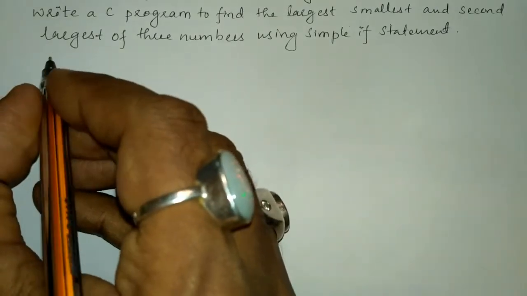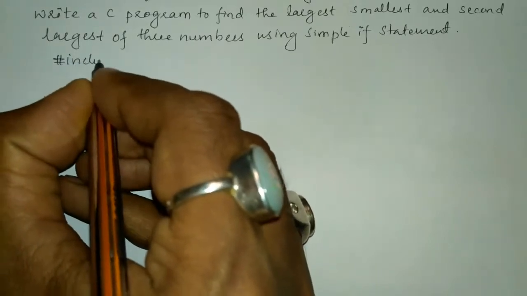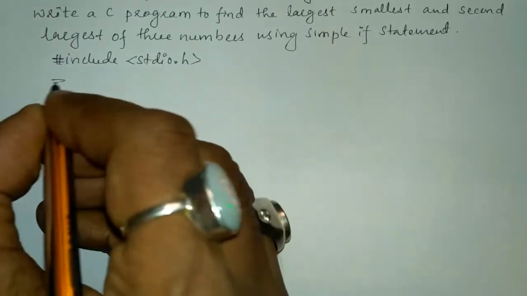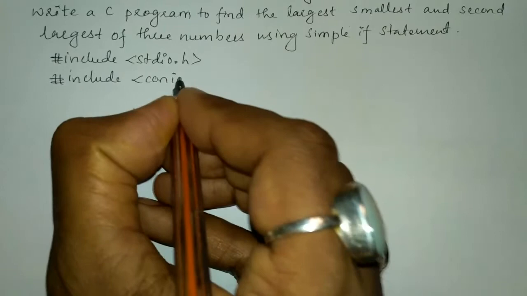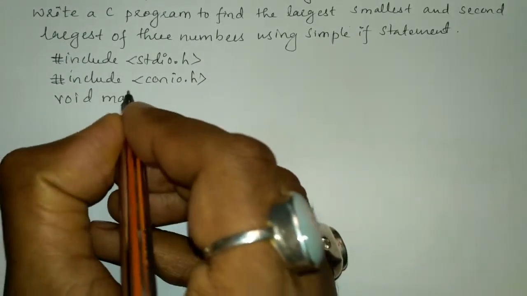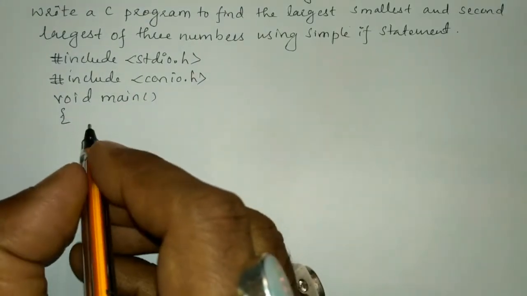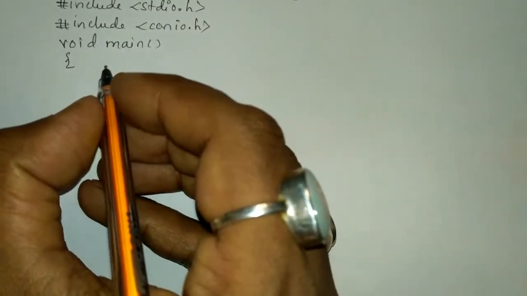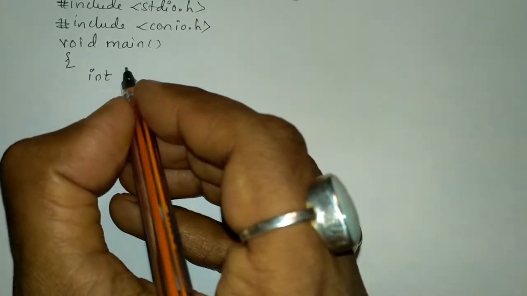Now let us write the preprocessor directives: #include <stdio.h>, #include <conio.h>, void main function, curly open brace, and here in a declaration section I'm going to declare all the variables that are to be used in our program. I'm going to declare all these variables with data type int.